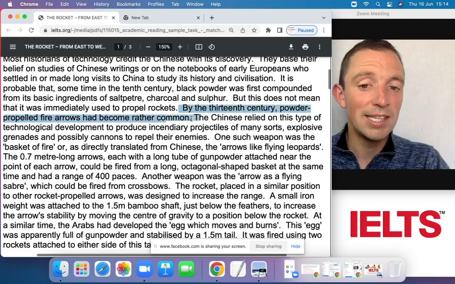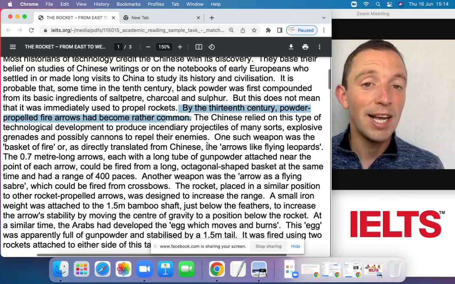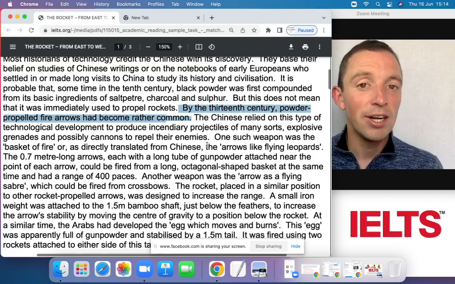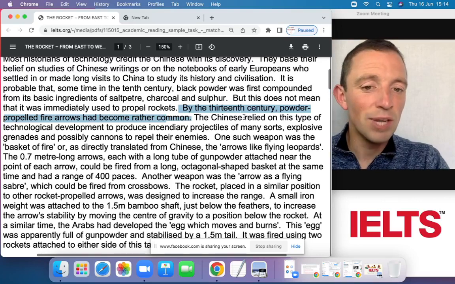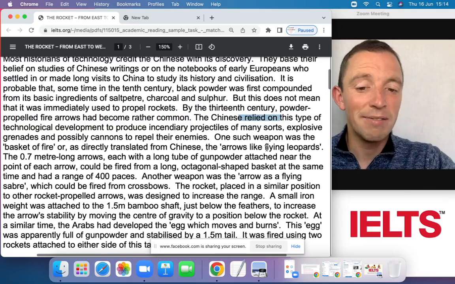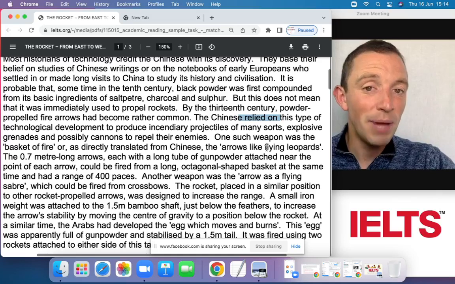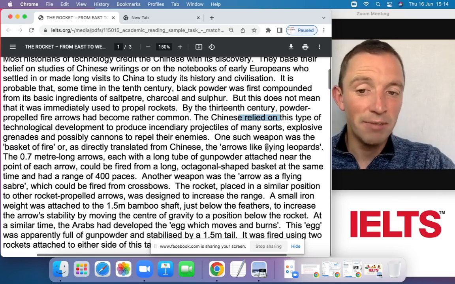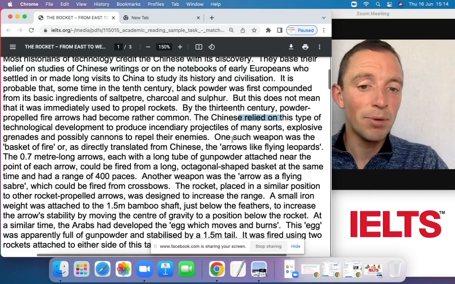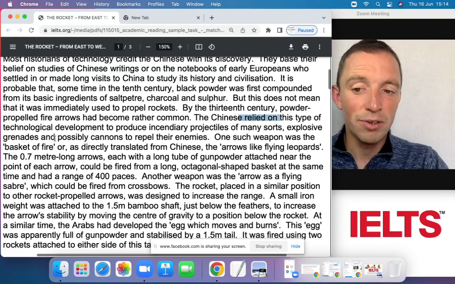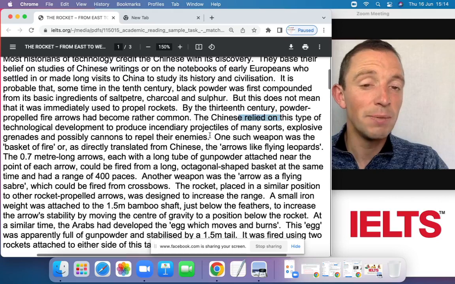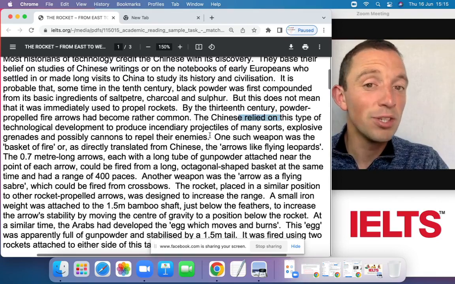So this is the issue. This is the topic we are interested in now. Here, clearly, we must find who was the first group to invent or to start using this particular weapon. The Chinese relied on, that's a very important verb, depended on. The Chinese depended on this type of technological development to produce incendiary projectiles of many sorts, explosives, grenades, and possibly cannons to repel their enemies. Okay, so basically the Chinese used them, but we don't know who was the first.